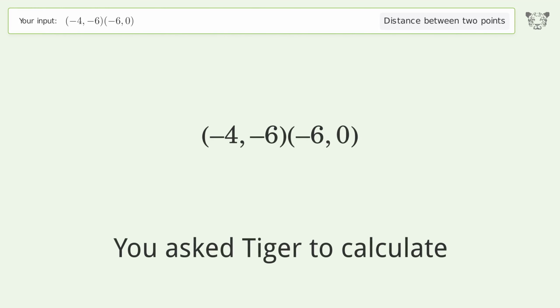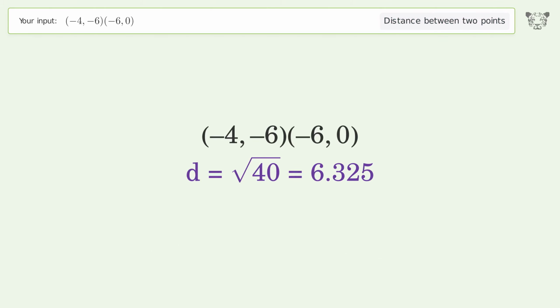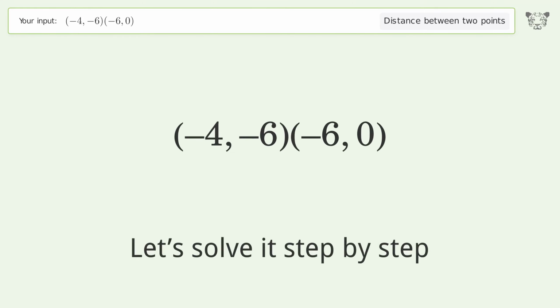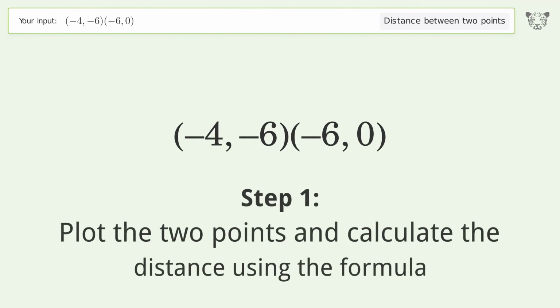You ask Tiger to calculate. This deals with the distance between 2 points. The distance between the 2 points is the square root of 40, or 6.325. Let's solve it step by step. Plot the 2 points and calculate the distance using the formula.